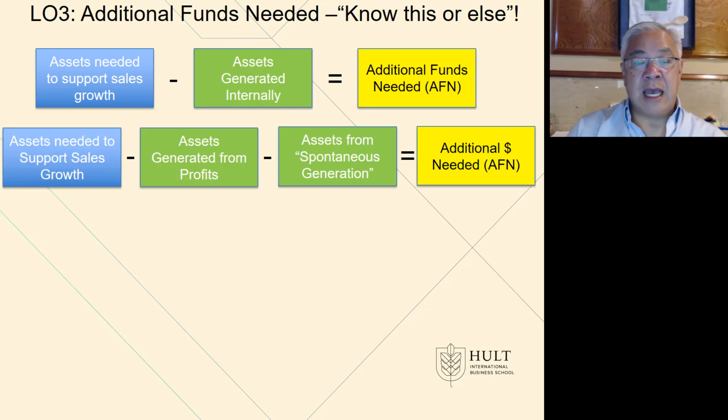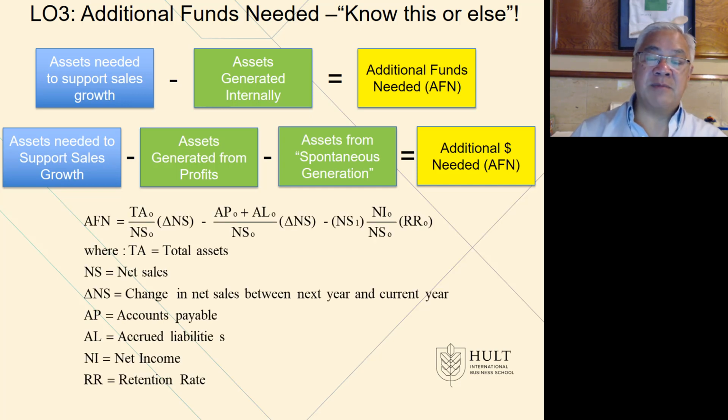Specifically, we're going to look at the assets internally generated because we make profits and that will reduce what we need to raise. And the other is this odd sounding thing called spontaneous generation. Right? Spontaneous means it just happens, right? It doesn't take extraordinary effort to get it. It just happens spontaneously. And what we notice is that the spontaneous generation comes from accounts payable and accrued liabilities. Here's an example that would make it clear.